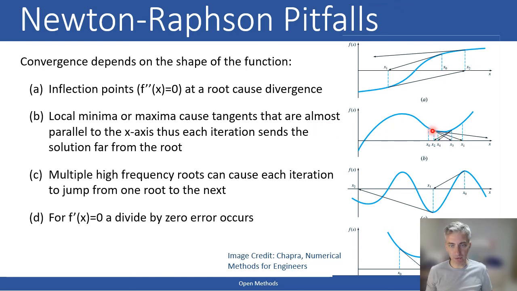Another problem is local minima or local maxima. You can see here our initial guess is just here. We project downwards to find x1, go up, project downwards to find x2, go up. But each time we're getting further and further away. So the Newton-Raphson method doesn't like local minima.